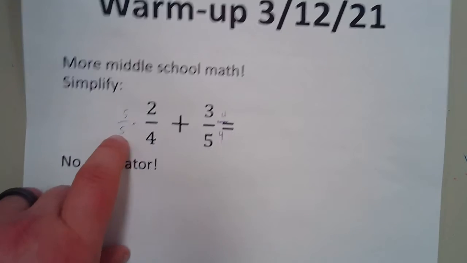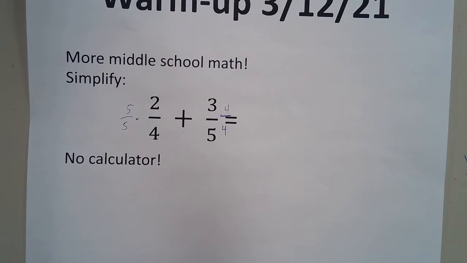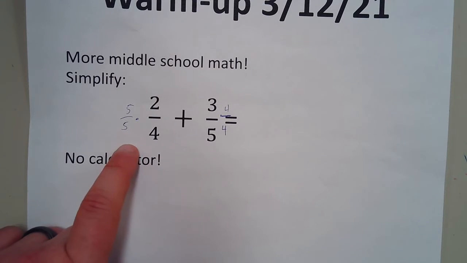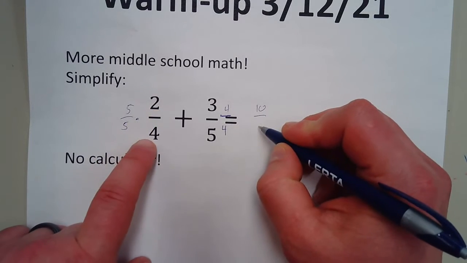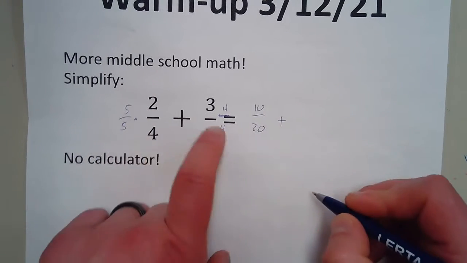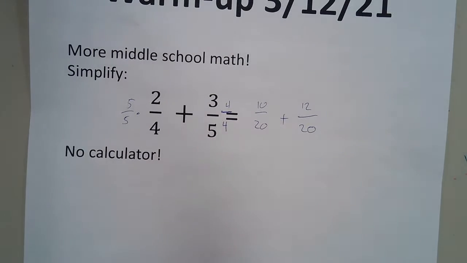And you can do that because that's just multiplying by 1. If you take something and multiply by 1, it doesn't change what it is. It just changes what it looks like. So if we did that, this would now become 5 times 2, which is 10 over 20, plus 3 times 4, which is 12, also over 20. And now these fractions can be added together.